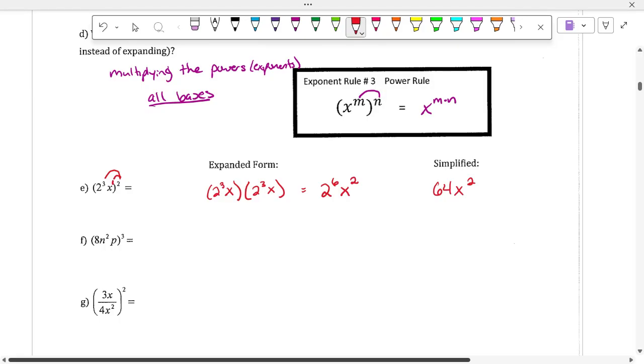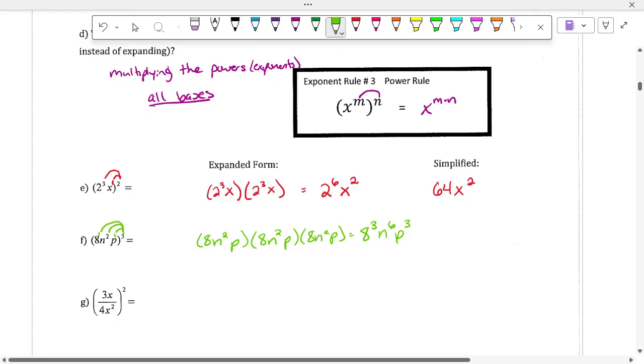Do the same thing for this one. So this would be 8n squared p times 8n squared p times 8n squared p. So 3 8s together would be 8 cubed. Add the exponents, so that would be n to the 6. And then p would be p cubed. Same thing as if you distributed the 3 to all of the bases, including the 8.